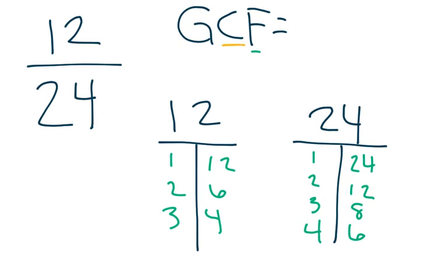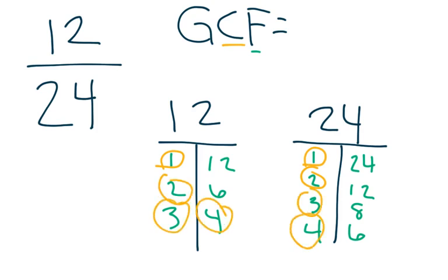So then we're going to look for what they have in common. I obviously have 1, and I have 2 again. I also see 3, and 4, and 6, and 12. There's a lot that they have in common, 12 and 24.